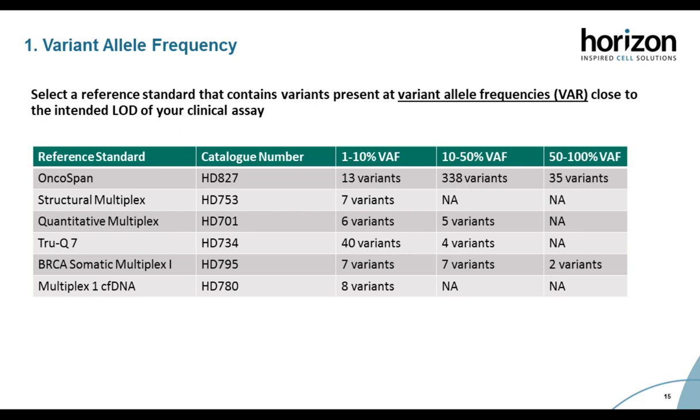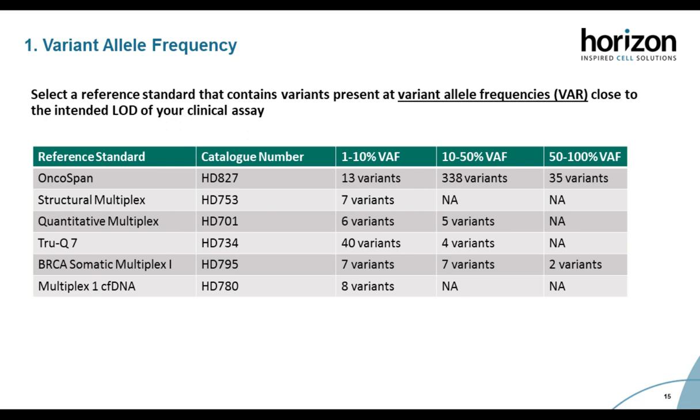This table shows some of the main multiplexes that we provide here at Horizon, and the number of variants that those products contain within the three different bands outlined in the table. So to start on the top row, our largest reference standard, OncoSpan, contains 13 variants at between 1 to 10% allele frequency, over 300 variants between 10 and 50%, and 35 variants between 50 and 100%.